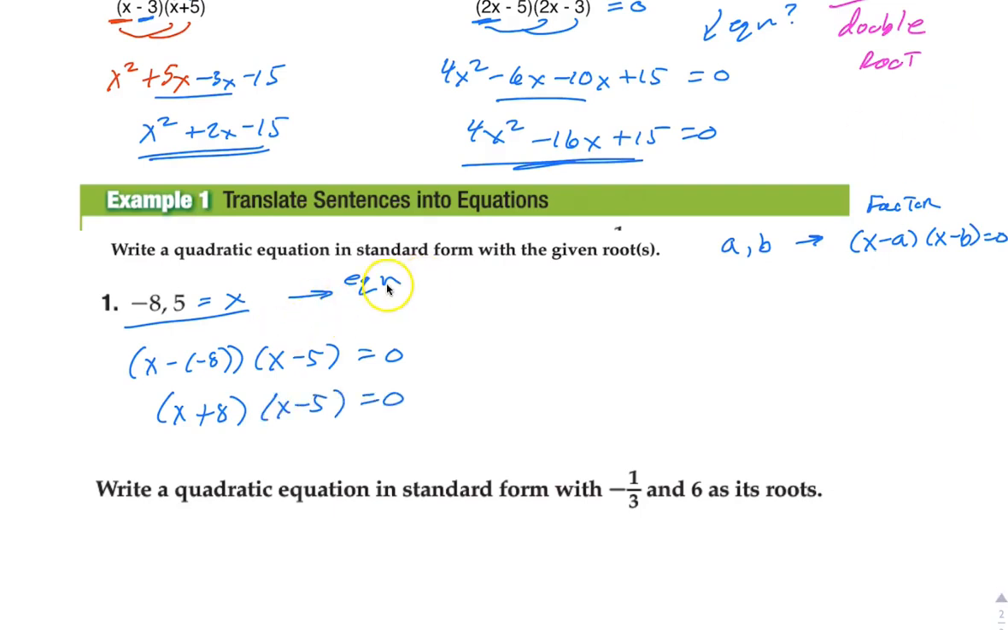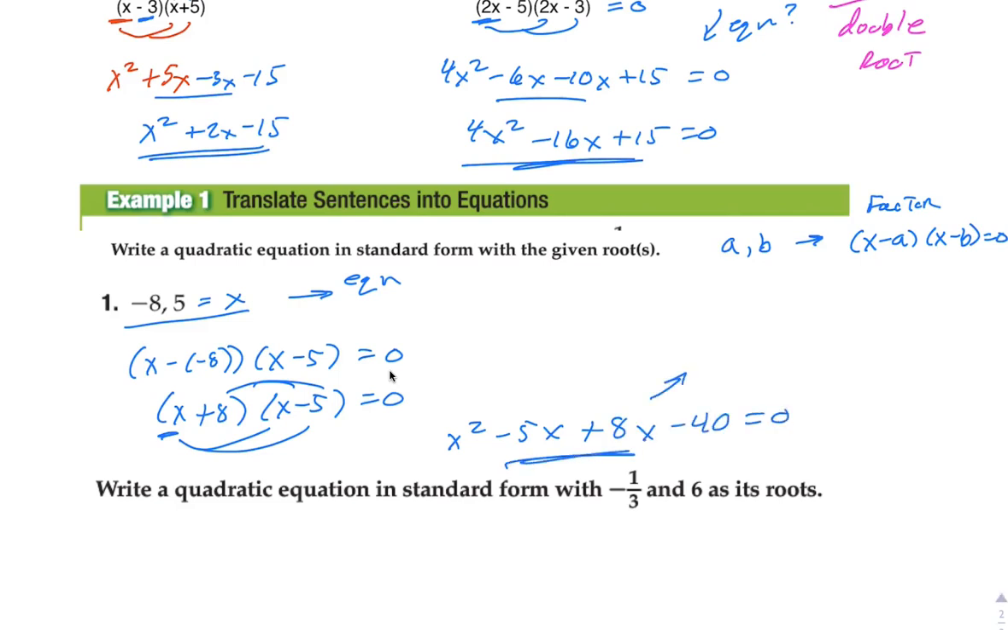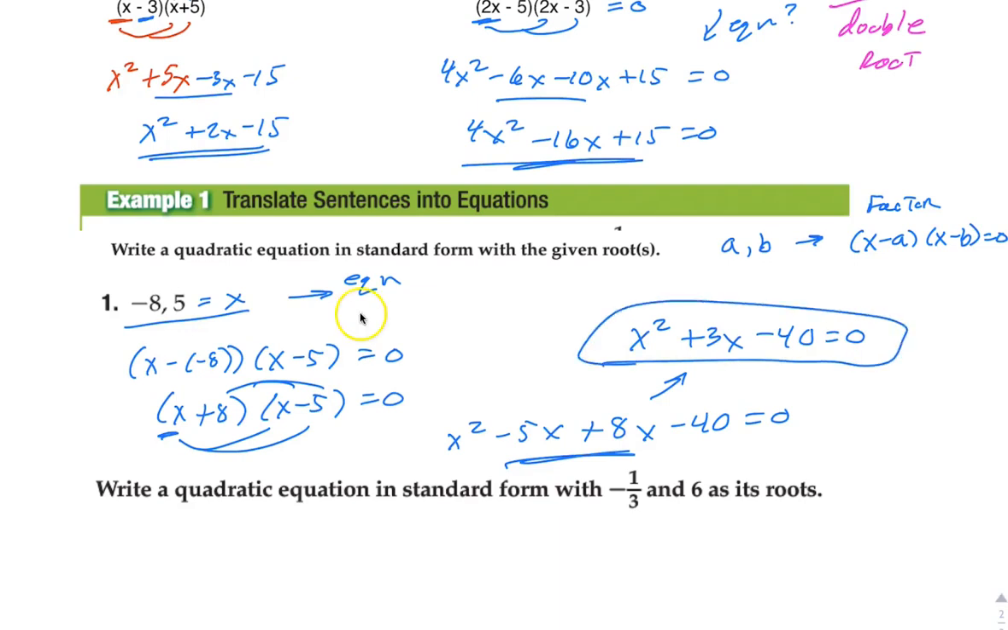And then since I want it in standard form, I got to distribute this out. So I'm going to get x squared minus 5x plus 8x minus 40 equals 0. Add up like terms, x squared plus 3x minus 40 equals 0. Alright, so that's my equation in standard form.